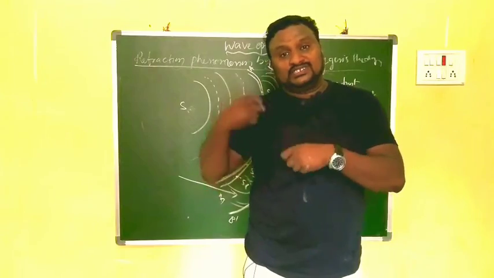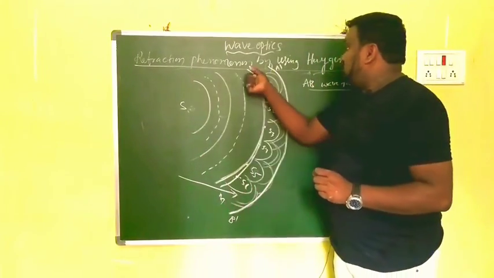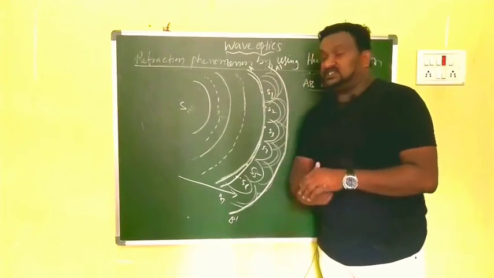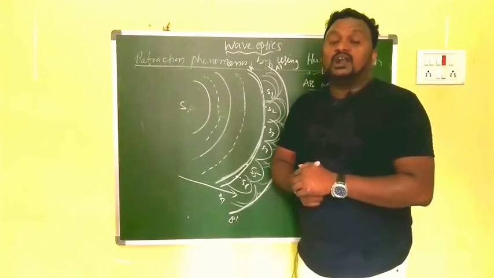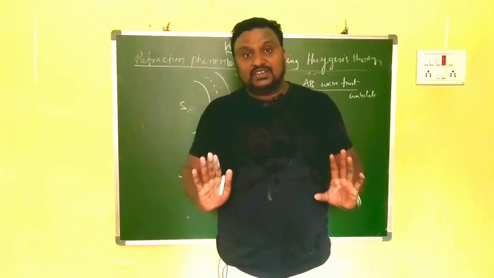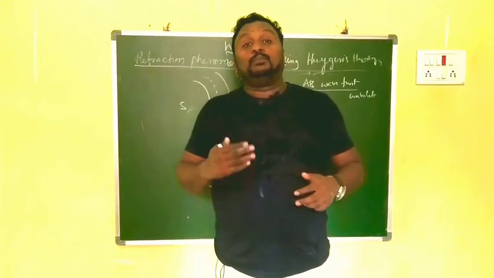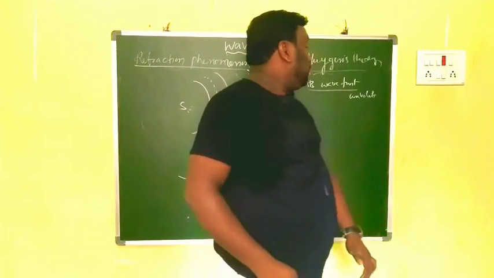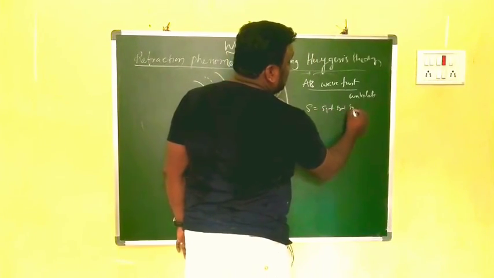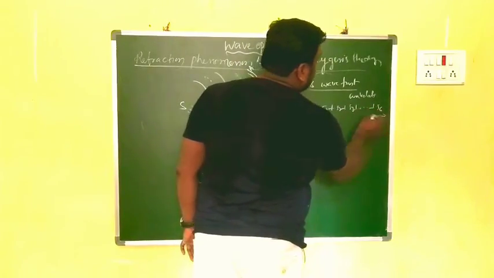So according to his theory, the first wavefront AB and the second wavefront A dash, B dash have the same intensity according to the principle of superposition of waves. What do you write? S is equal to S1 plus S2 plus S3 plus, I am writing here, S6.